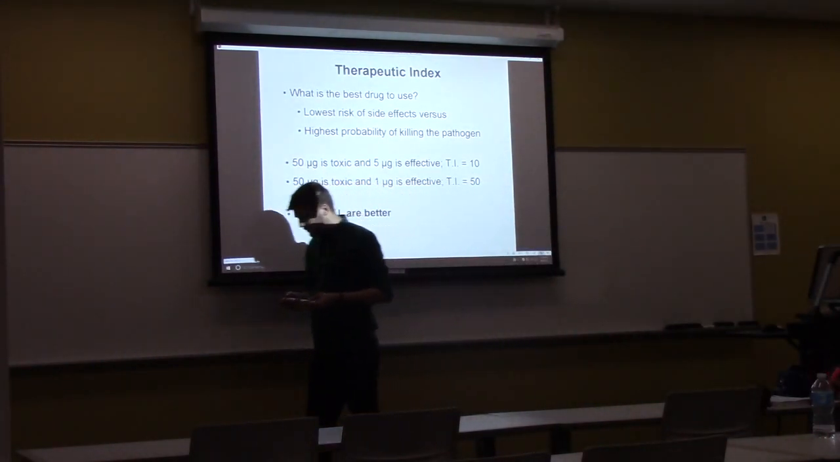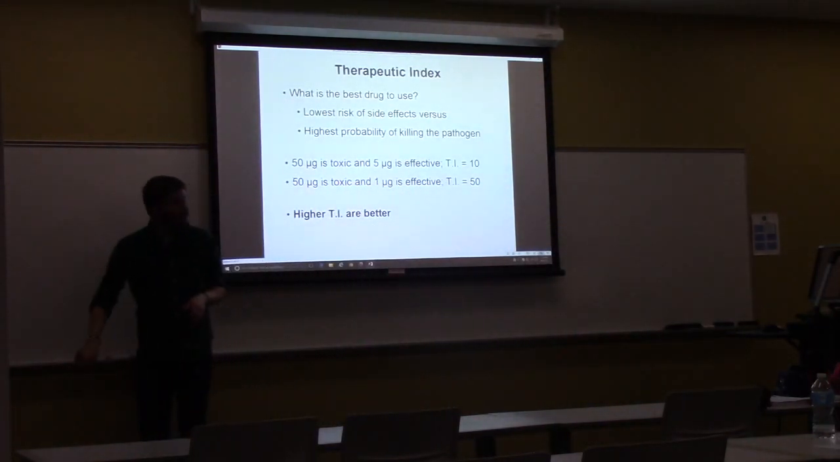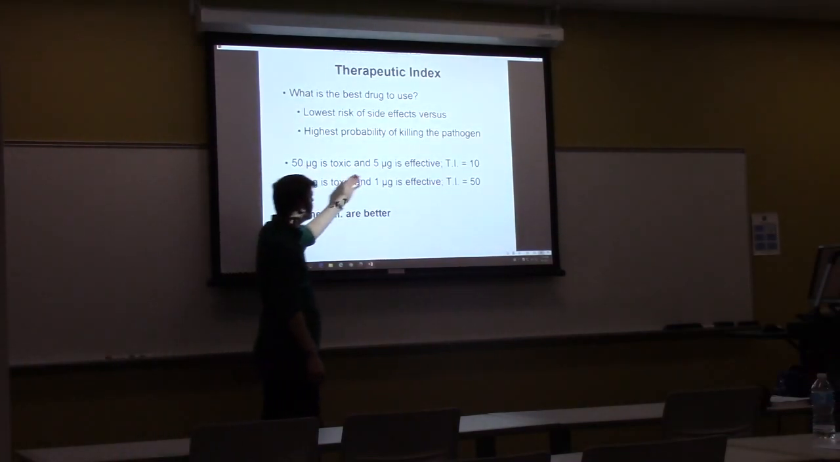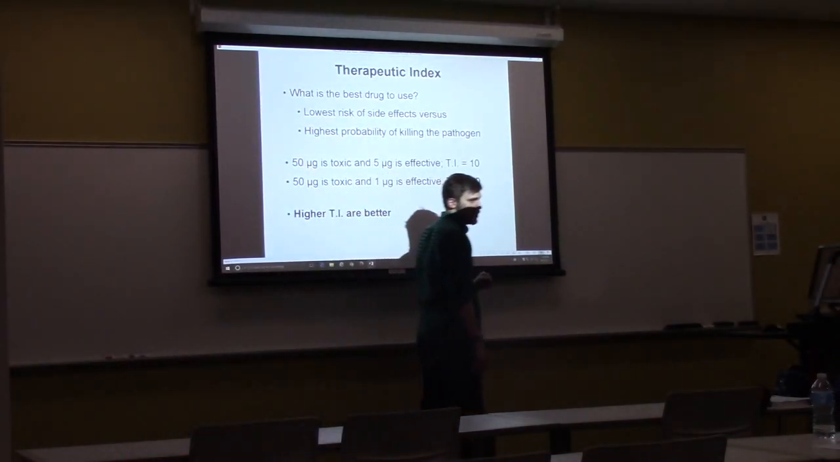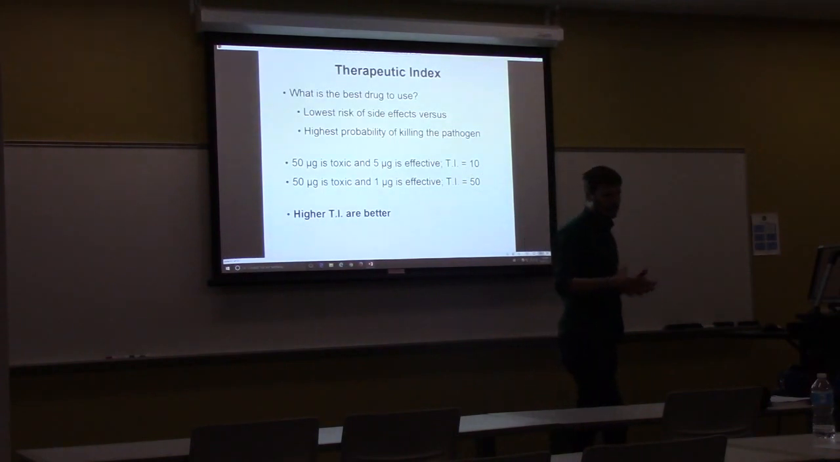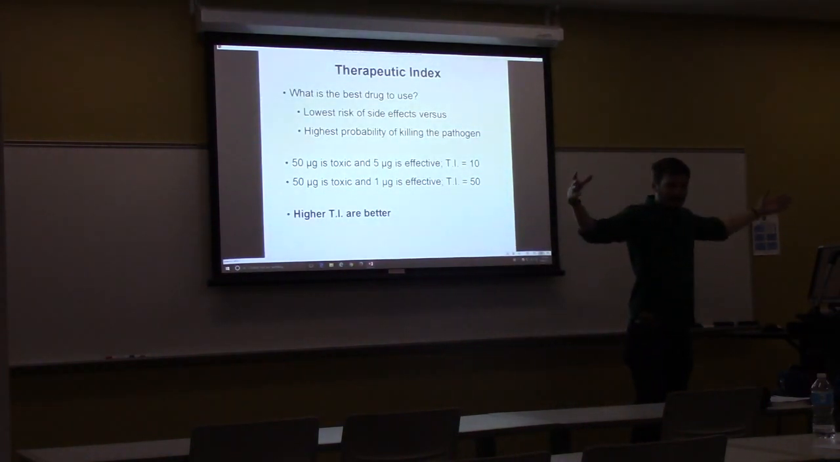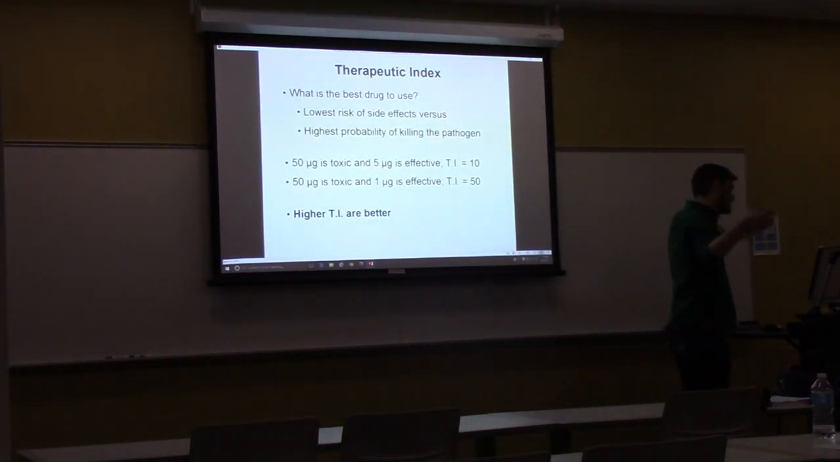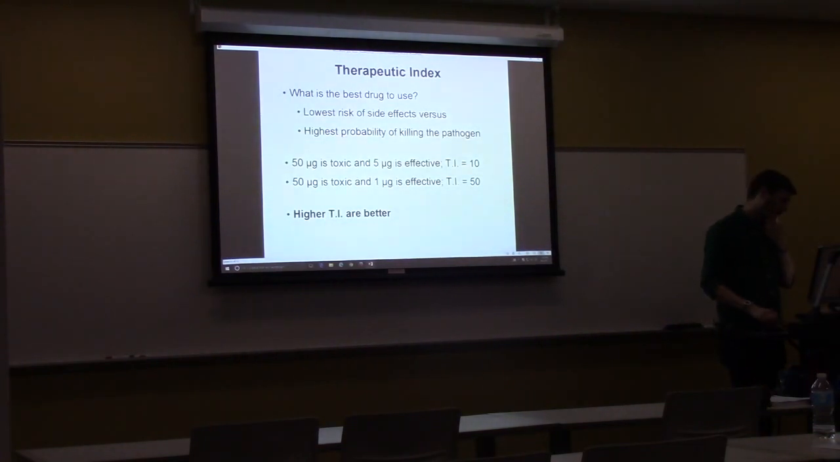The TI, or therapeutic index, basically tells you a ratio between the toxic dose in a human and the effective dose. The larger the number, the better the drug. Because now you have a big difference between the toxic and effective dose, meaning it's less likely to cause side effects.